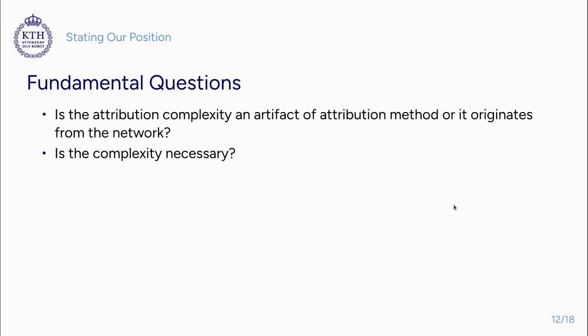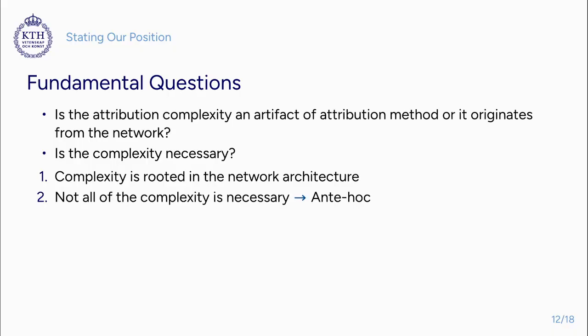So let's go over the answers to the fundamental questions we had before. The answer to the first question, about the source of complexity, is that the people who do anti-hoc approaches must implicitly assume that the source of complexity is in the network. If they assumed that the source of complexity is in the attribution method, then it would not make sense to do anti-hoc. Also, their second assumption is that although it is in the network, we don't need all the complexity to achieve some performance. So they make these two implicit assumptions to justify doing explainability anti-hoc, or reduction of complexity of attributions anti-hoc.